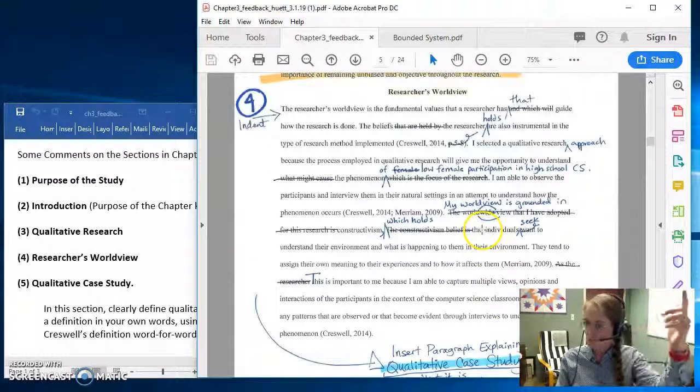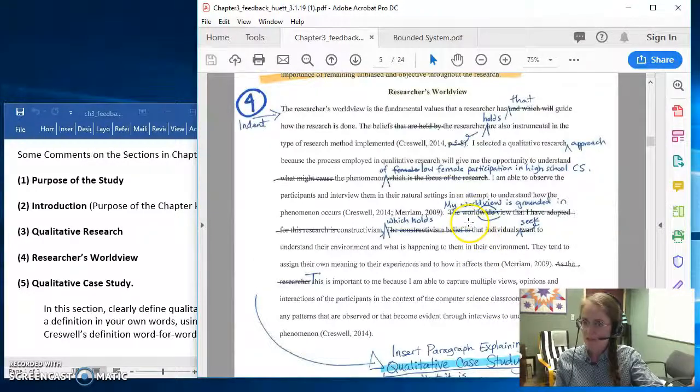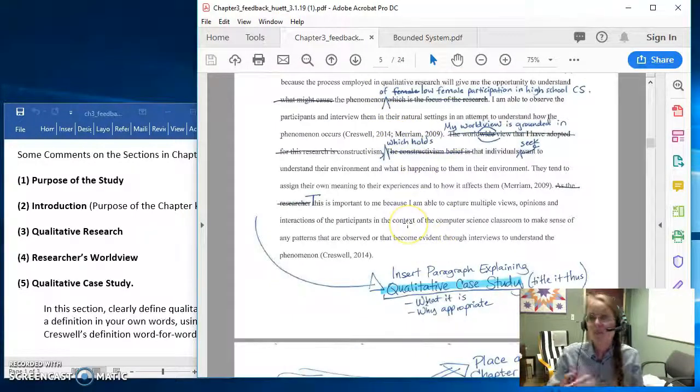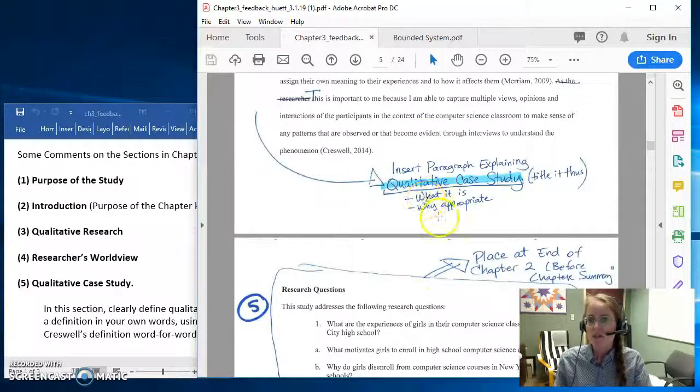You've already reminded us what your purpose is. You've talked about what qualitative research is and can do. You talked about your worldview. So we have enough information given already in chapter 3 to then understand why. I think it'll be pretty easy for you to tell us why the qualitative case study approach is appropriate.